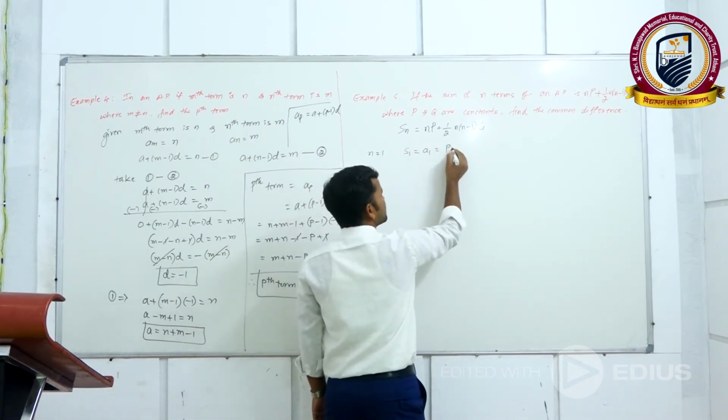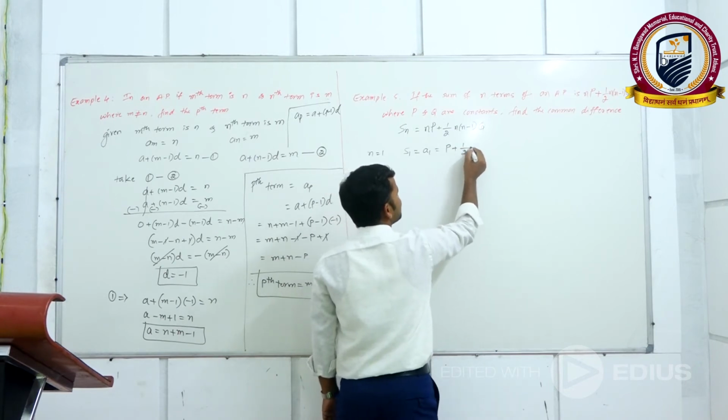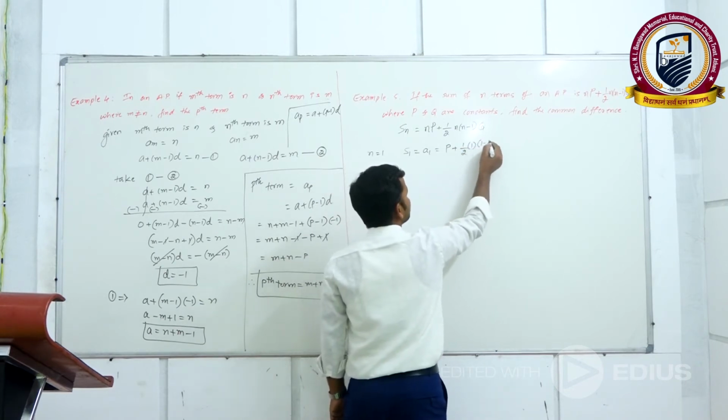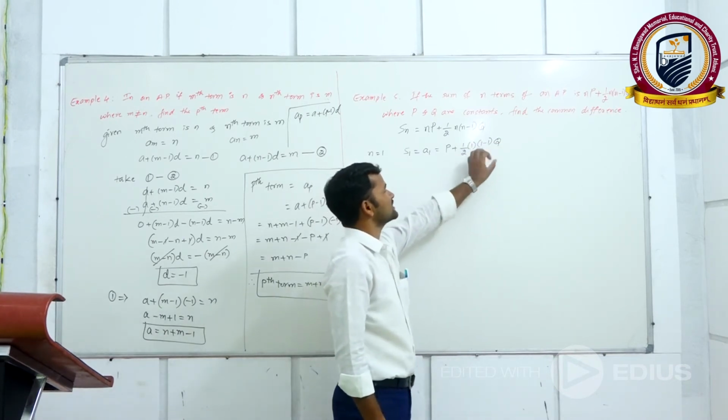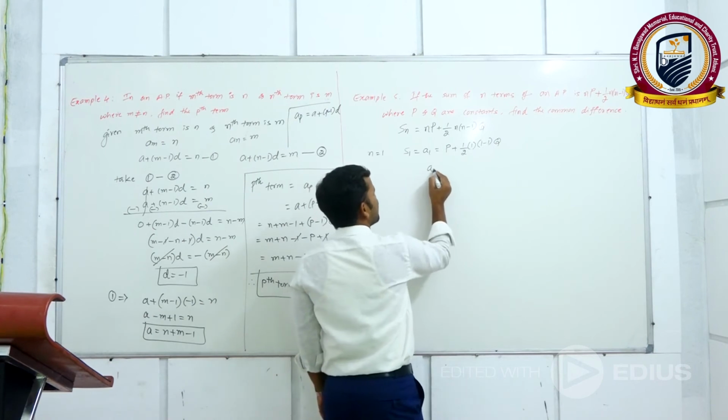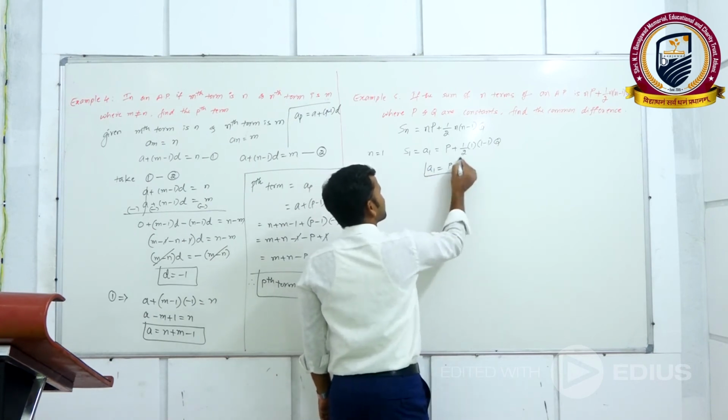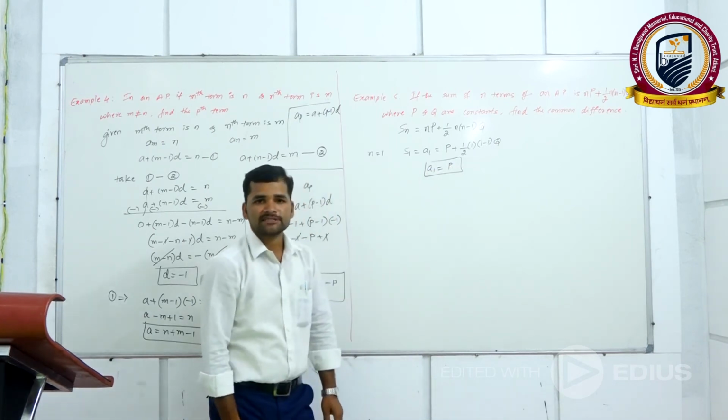This is 1 into p plus half into 1 into 1 minus 1 into q. 1 minus 1 is nothing but 0, and 0 into anything will be 0. So I have a1 is equal to p. The first term I got is p.